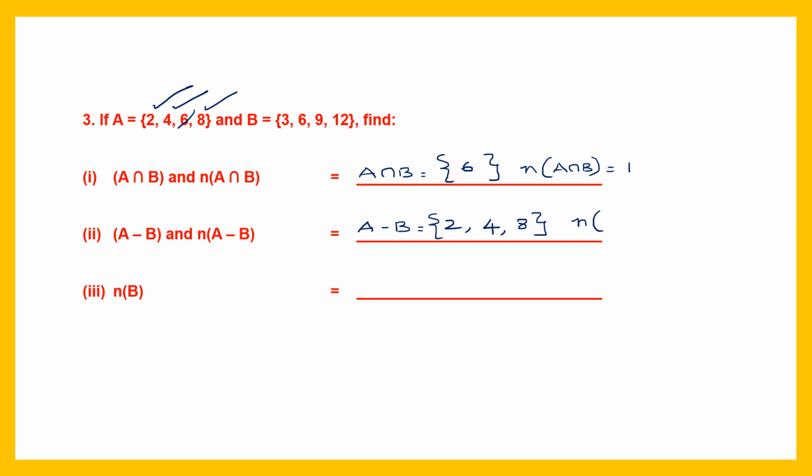Now to write the cardinal number of A minus B. How many elements are there? 1, 2, 3. So my cardinal number is 3. Next one is cardinal number of set B. So all we have to do is count the number of elements in set B. 1, 2, 3, 4. There are 4 elements. So the cardinal number of set B will simply be 4. You just have to write the answer as 4.